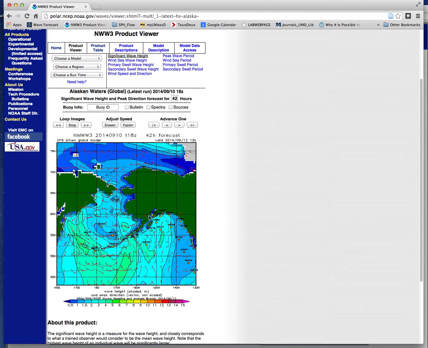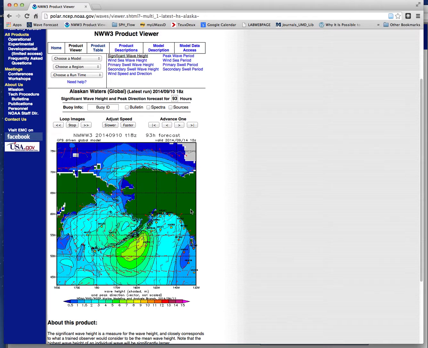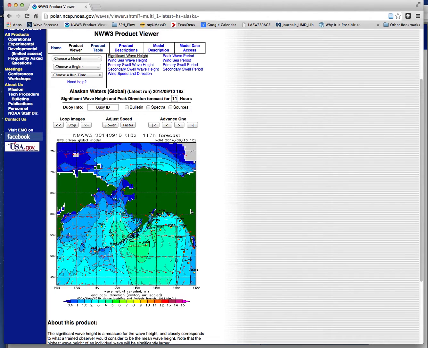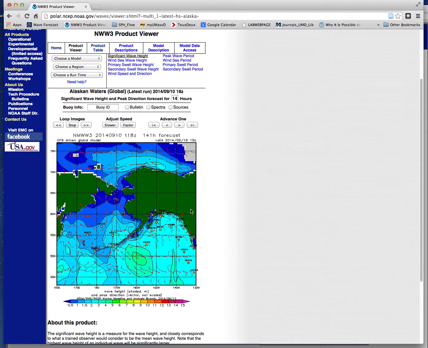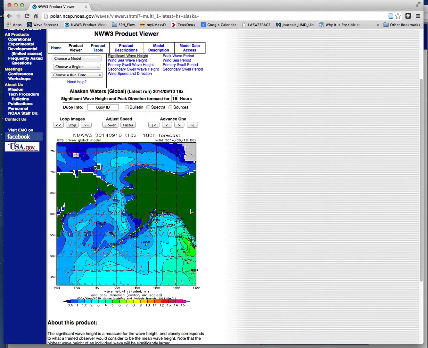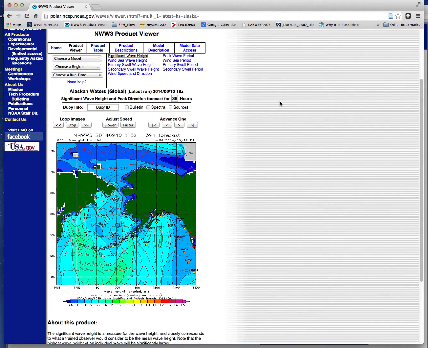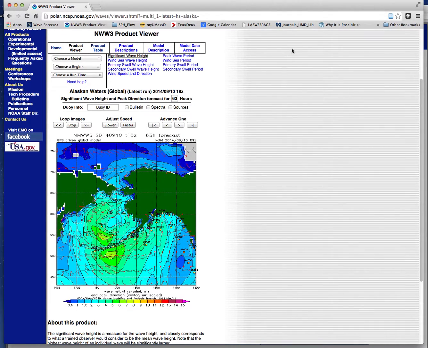So this kind of data is available all over the web. There's various agencies that run these kind of wave models. There are also wave models that surfers use where they pay companies to run high resolution wave models and have people interpret the results for them in the sense of a forecast.